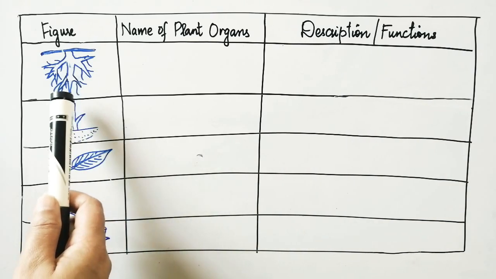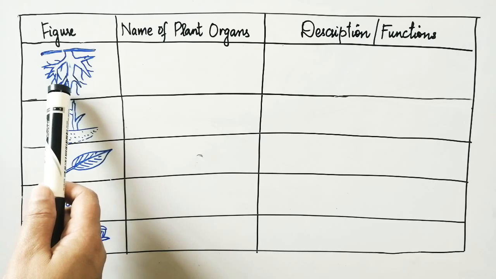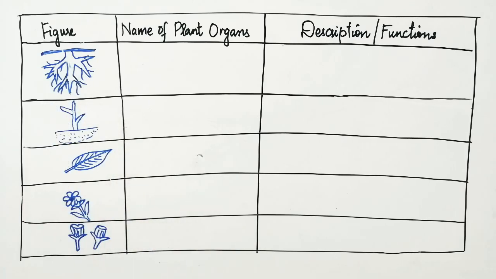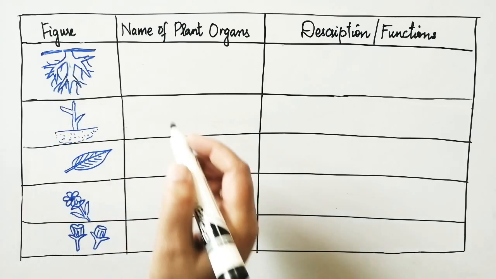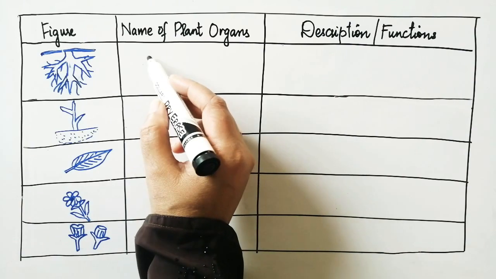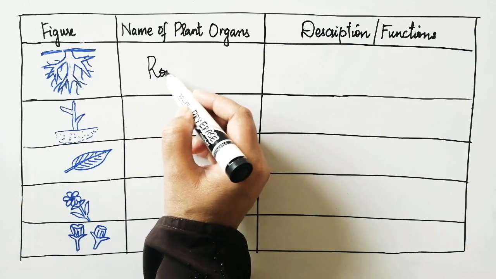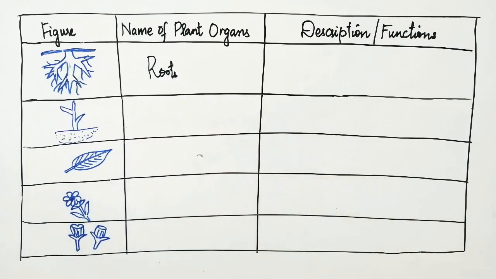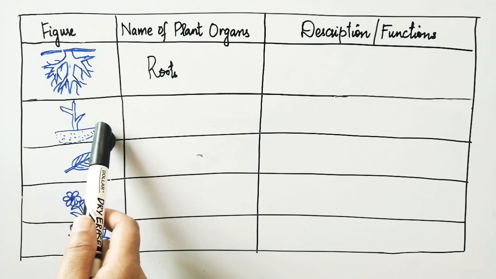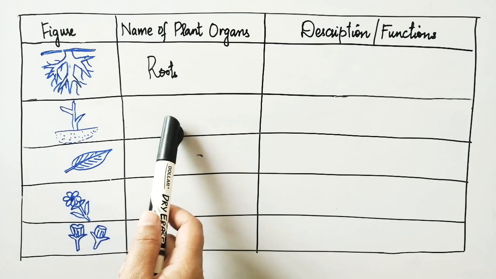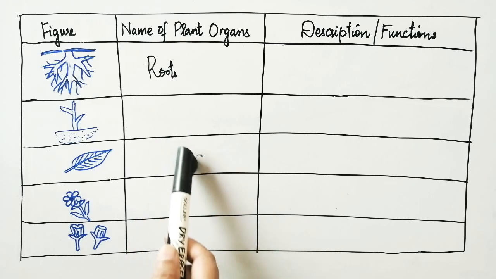So I'm filling the first space related to the first plant organ, and identification of this plant organ as these are roots. These are the roots of plants. Clear? So in this way you will first recognize the parts of the plants and then write down their name in the space provided here.